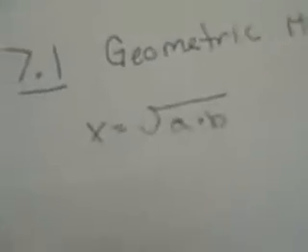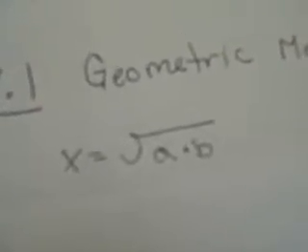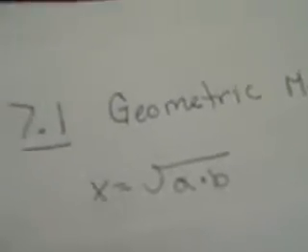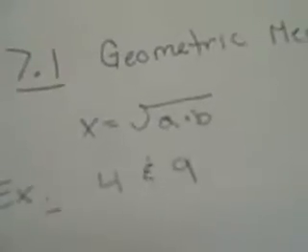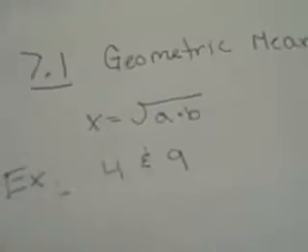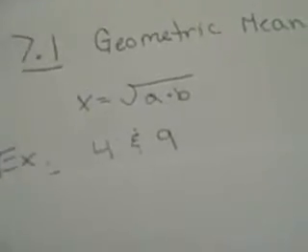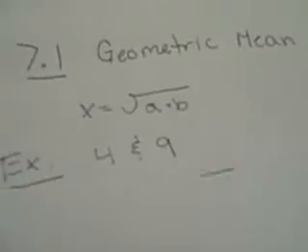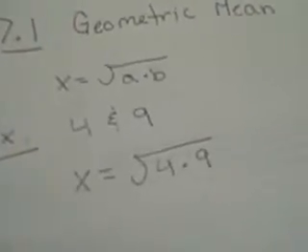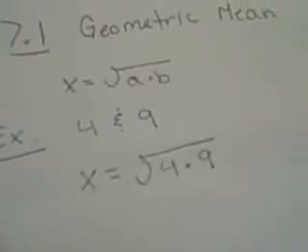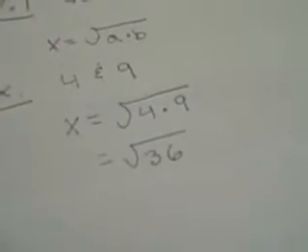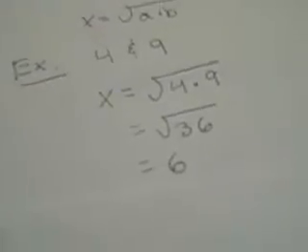7.1 is called geometric mean. The formula for geometric mean is x is equal to the square root of a times b, where a and b are any positive numbers. For example, if we were trying to find the geometric mean of 4 and 9, we would plug the 4 and the 9 in for our a and our b. It would look like this. x is equal to the square root of 4 times 9, which gives us the square root of 36, which is equal to just 6.